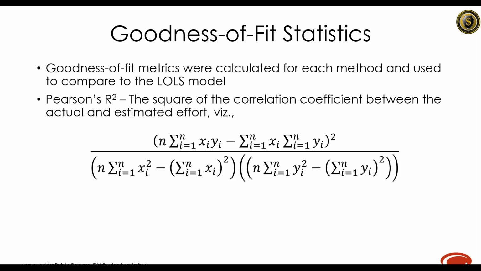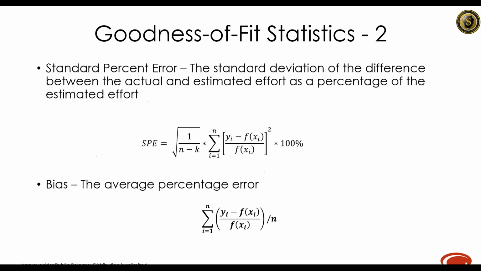So for our analysis, we took all of the methods that we just talked about, and we calculated goodness of fit statistics. So we could easily compare all of the methods to our LOLS model, and then determine, based on our calculations for our simple average and weighted average, which would be the best method to use. So for all the methods we calculated Pearson's R-squared statistic as our measure of the proportion of variance in the dependent variable that is predictable from the independent variable.